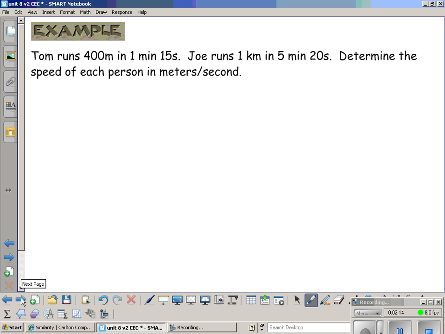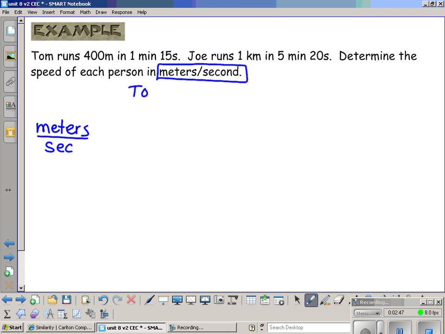Tom runs 400 meters in 1 minute 15 seconds. Joe runs 1 kilometer in 5 minutes 20 seconds. Determine the speed of each person in meters per second. So we want our final answer to be meters per second. So that means we are going to take the number of meters, we are going to divide by the number of seconds. That's ultimately what we are going to do. We can also do it through proportions.